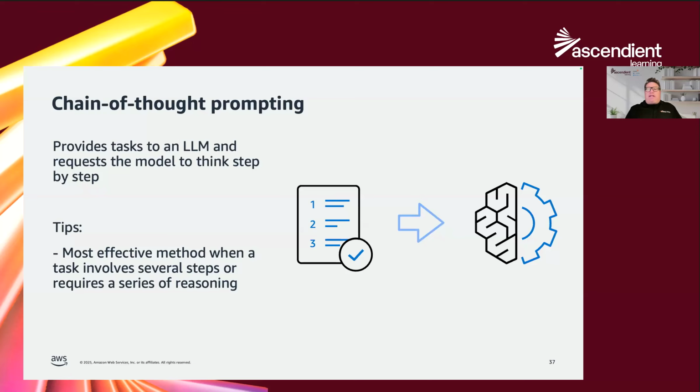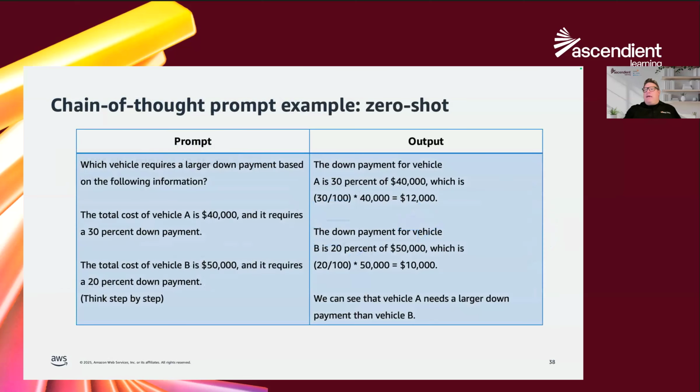Another kind of best practice that we run into now is called chain of thought prompting. When you have a task that involves several steps, or a series of reasoning things that need to be done, you can tell it to use chain of thought. You don't have to say it like that. You can just say think step by step, right? And so here's an example.